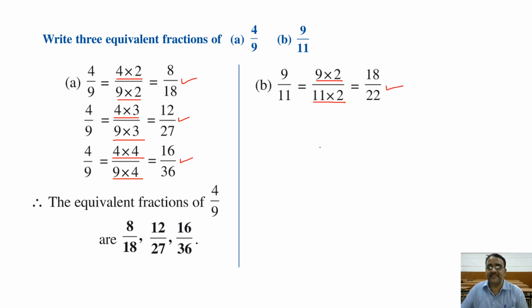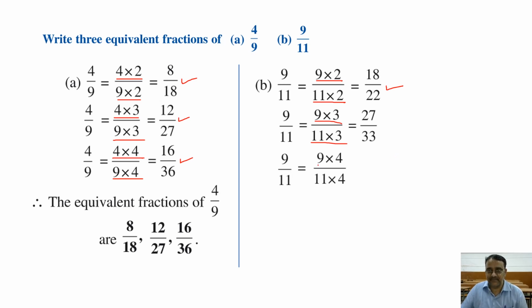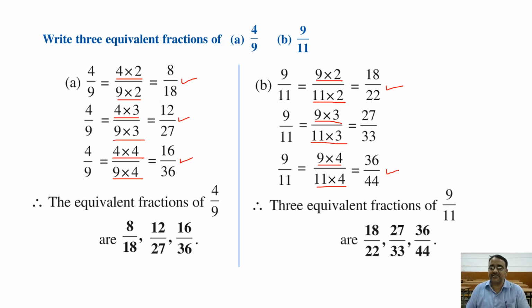Now we'll multiply by 3. What will you get? 27 by 33. Very good, 27 by 33. Now we'll multiply by 4. What will you get? 36 by 44. Right. See, the smaller the number you take, the easier it is to multiply. So don't take 12, 14, 15 like that. Take simple, small numbers. So the final equivalent fractions we got are 18 by 22, 27 by 33, and 36 by 44.